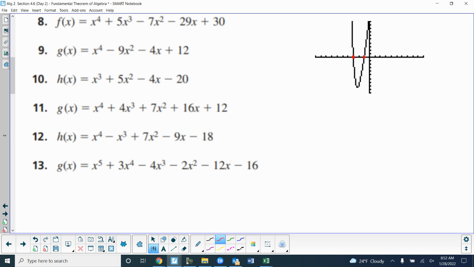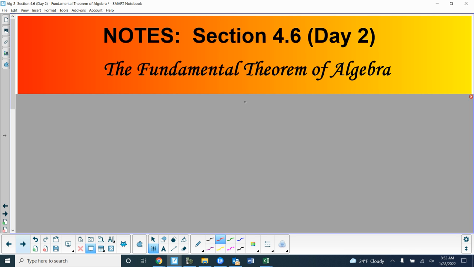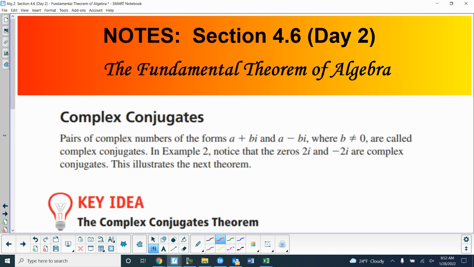Okay. So today's doing the same stuff, but also going backwards. Okay? Complex conjugates is what we're talking about first. All right. Pairs of complex numbers of the form a plus bi and a minus bi, where b is not equal to 0, are called complex conjugates. In example 2, notice that the zeros 2i and -2i are complex conjugates. This illustrates the next theorem.